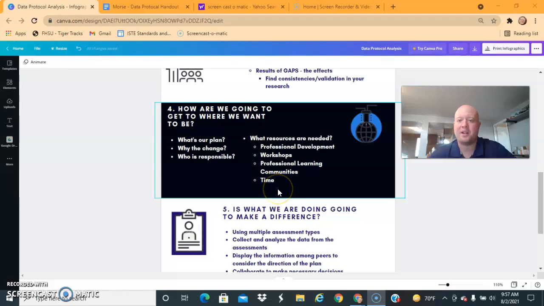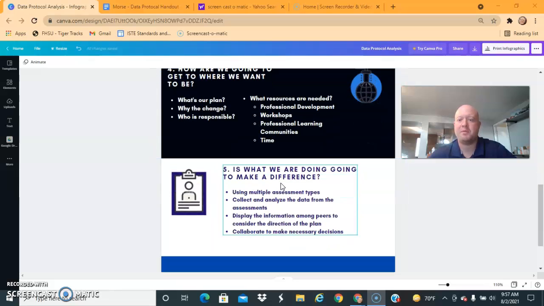And most importantly, time. Time is something that we all say we don't have enough of, but we might want to look at a timeline for how our plan needs to be put in place. Step number 5, is what we are doing going to make a difference? So we're going to use multiple assessment types, summatives, formatives, benchmark assessments, diagnostic assessments to evaluate the effectiveness of our plan. So we're going to collect and analyze that data.